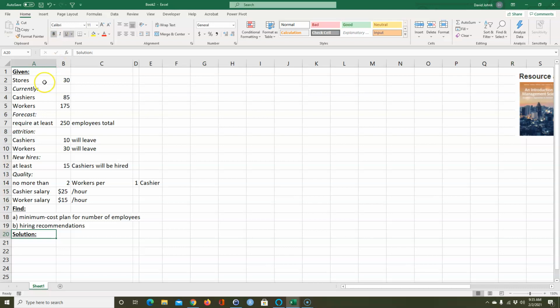So what do we have? We have 30 stores, and currently at these stores we have 85 employees that are cashiers and 175 workers. So I guess the workers might be people that are stocking the shelves, working in the warehouse, or whatnot, right? Management forecasts that we're going to need at least 250 employees totally. So if we highlight these two and look down here, they already have 260, but they're saying we need 250.